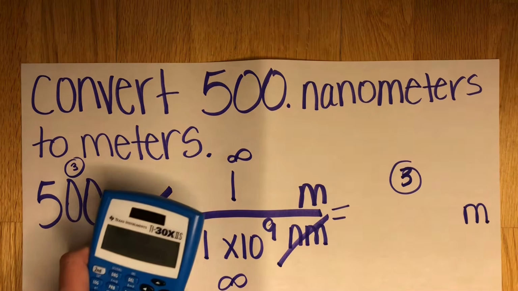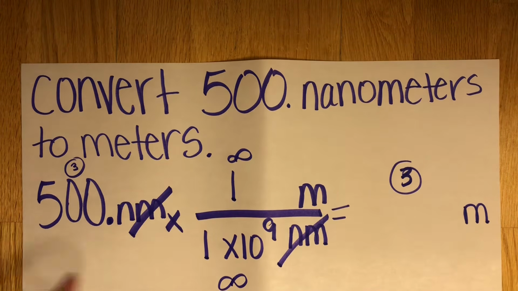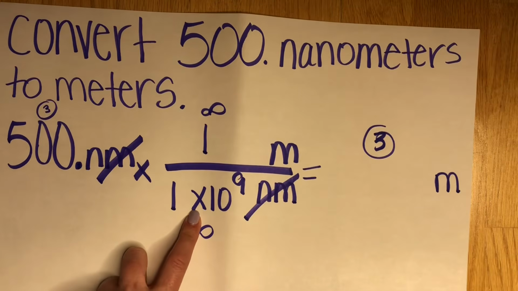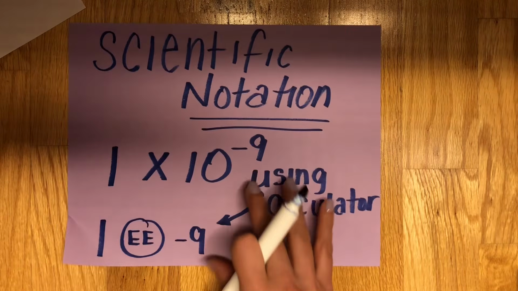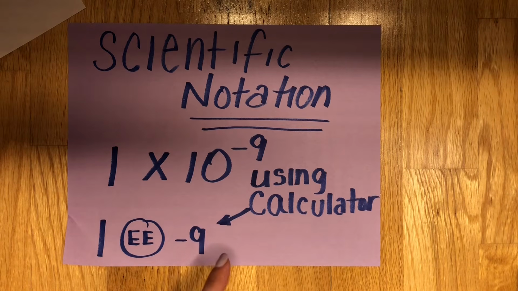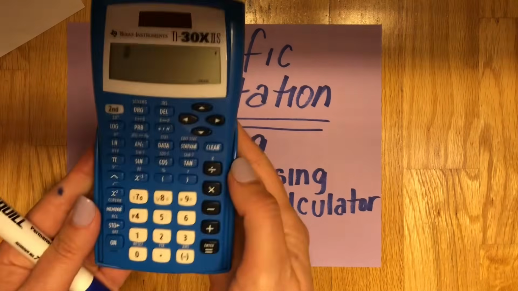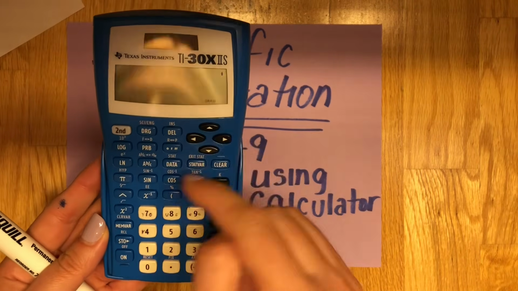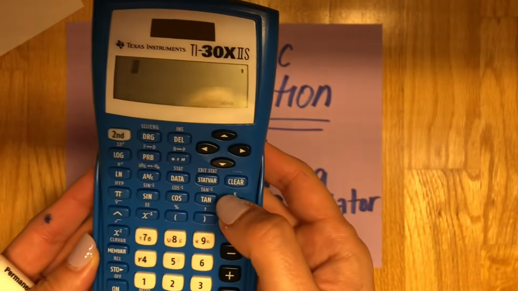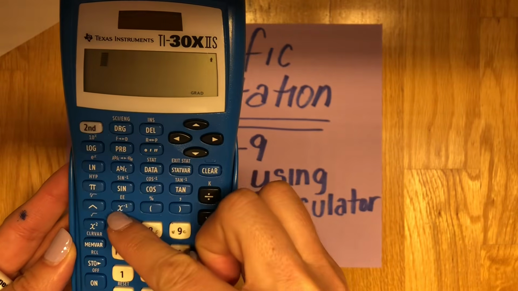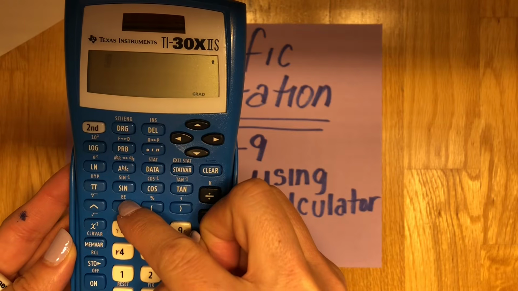So before I plug it in my calculator, I'd like to actually teach you a better way to put scientific notation into your calculator. So if I want to put something like 1 times 10 to the negative 9th scientific notation into my calculator, I'm going to use something called an EE button. So on this calculator right here, the EE button is right above the x minus 1. So in order to bring that up, I would have to hit the second button and then the x minus 1 to get the EE right there.